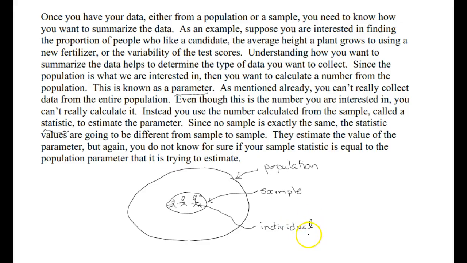So from each individual, we collect some piece of variable information. Once we collect that piece of variable information on each individual in the sample, from that we can compute a statistic. So that's a numeric summary of just the sample data, and we're going to use that to estimate this numerical quantity for the population.